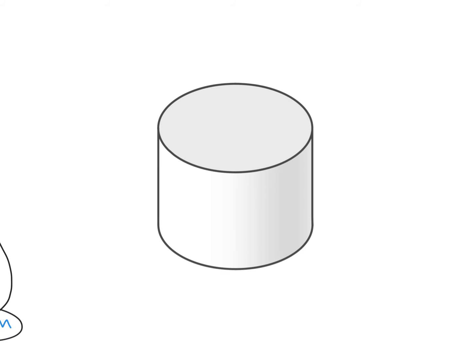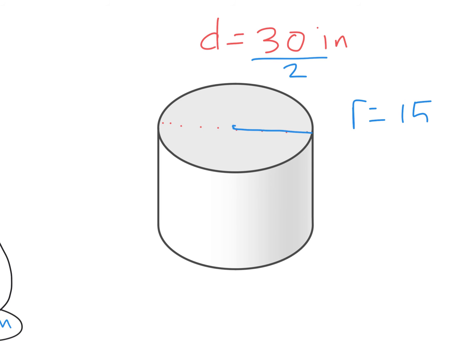So let's say that what we're given here is a diameter, the distance across the center of this cylinder. And we know that the diameter is equal to 30 inches. So we have a 30-inch diameter here. Well, we know that the radius is half of the diameter. So we would have to divide this in half, divide it by 2, to get a radius of 15.